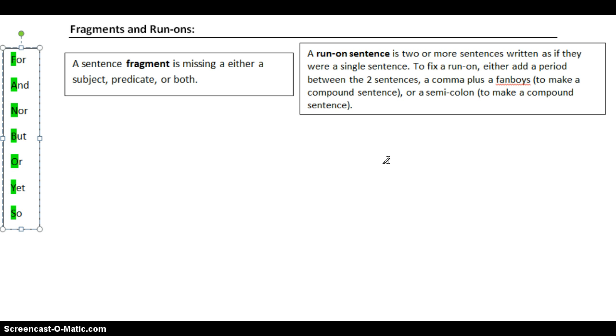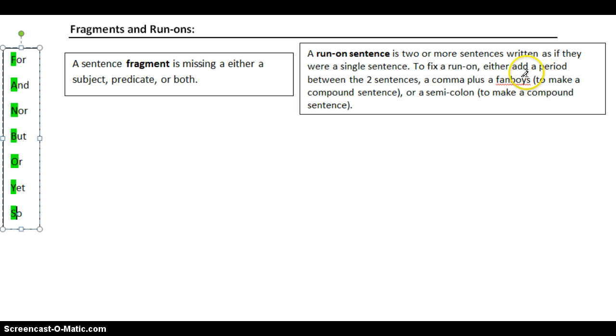There's a couple different ways that we can fix a run-on sentence, and you really need to know some of the rules for forming a compound sentence to avoid the run-on. The first and easiest way to fix it would be just to add a period between the two independent clauses, the two sentences. The second rule would be that we would add a comma plus a fanboy.